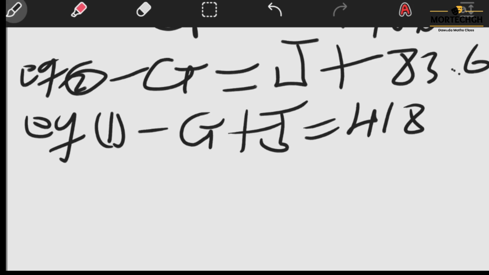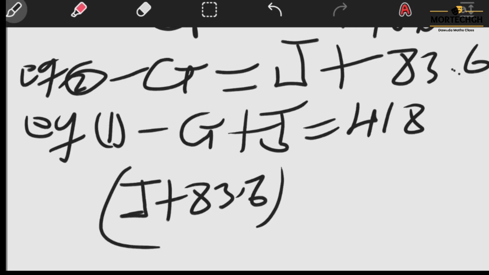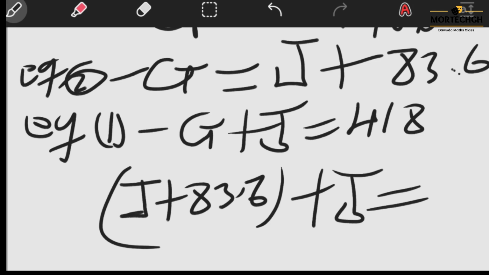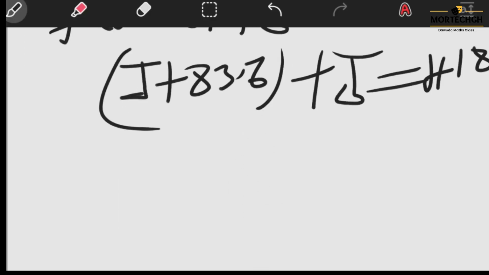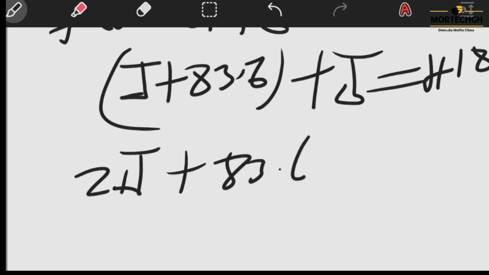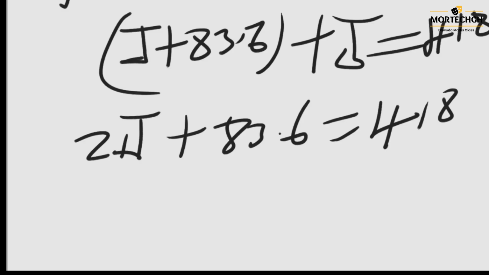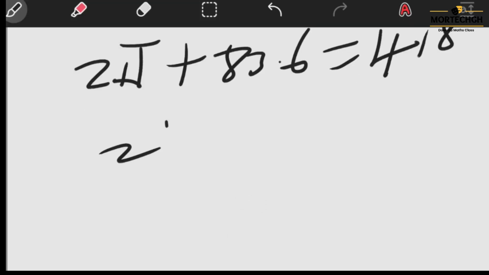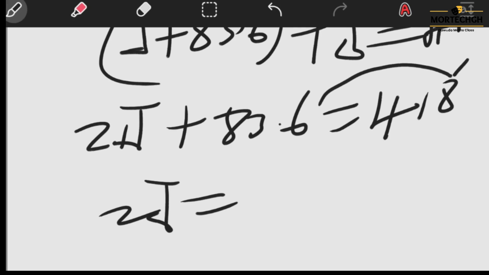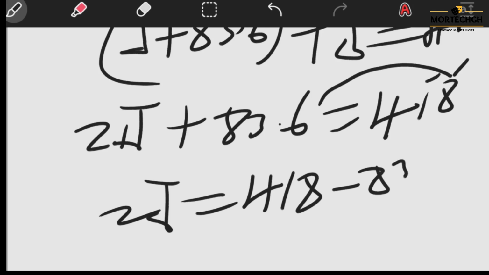We now have J plus 83.6, which represents G, plus J is equal to 418. J plus J will give you 2J. We now have 2J plus 83.6 is equal to 418 Ghana cedis. Now we have 2J is equal to, we take this one across the equal sign, it becomes negative. So we have 418 Ghana cedis minus 83.6.